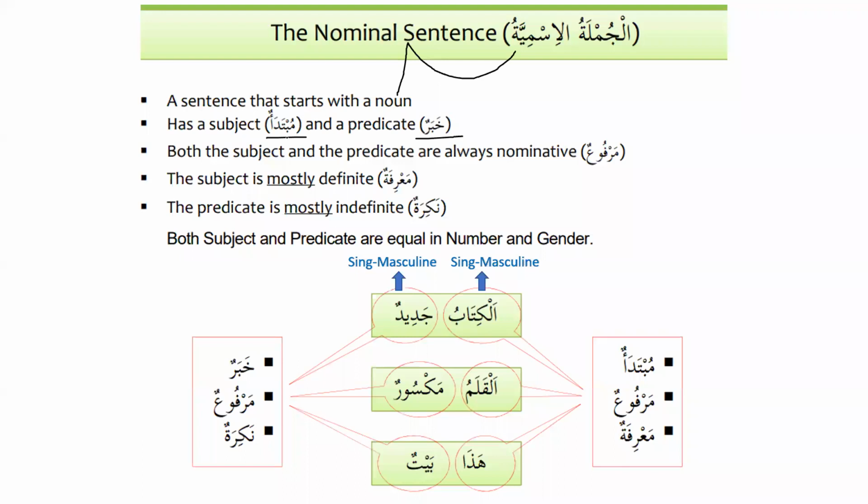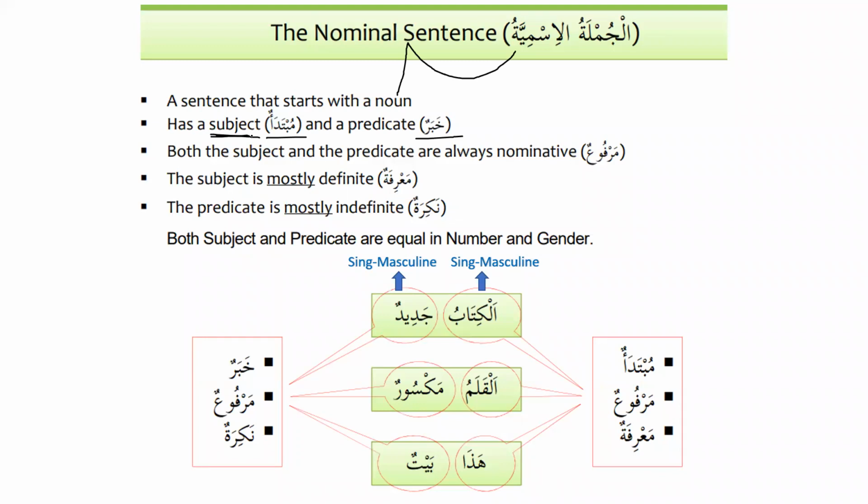The first one is called mubtada'un. Mubtada'un means something that has been started or something that has begun, and in grammar, we say subject. And predicate, khabarun. Khabarun means news, and basically it's news about the subject.